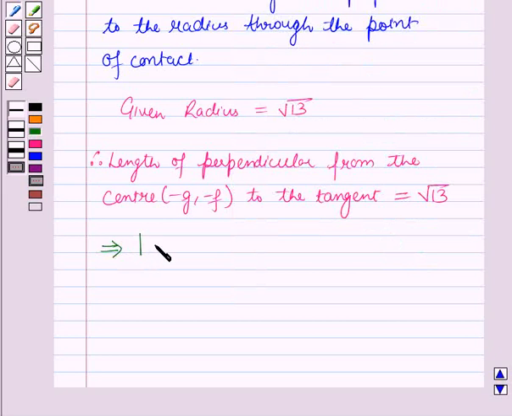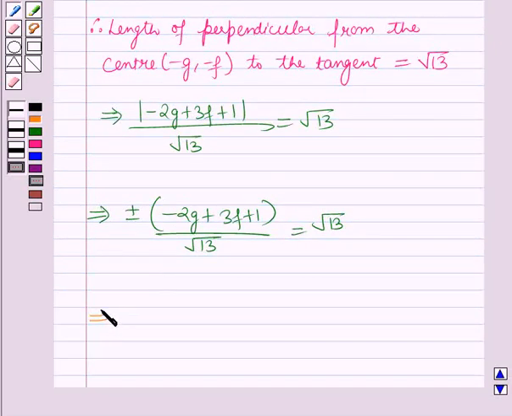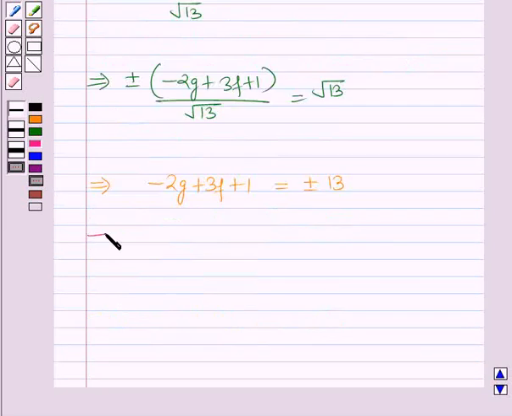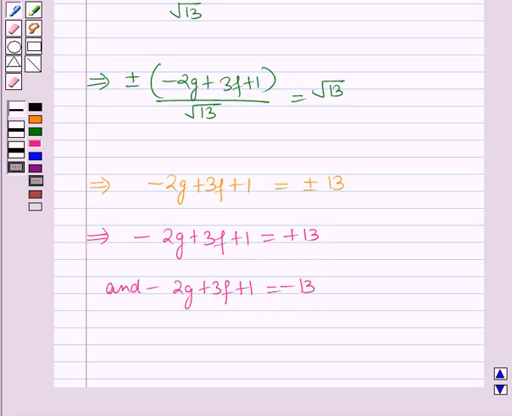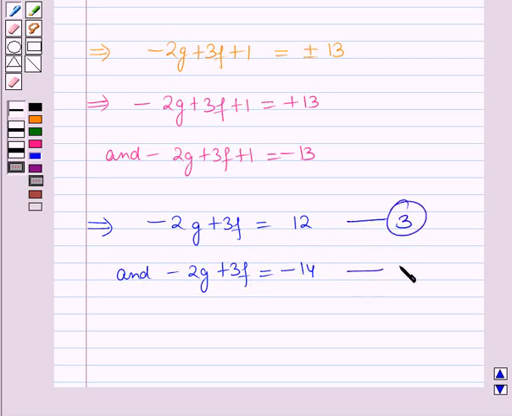So this implies mod of minus 2g plus 3f plus 1 all upon root 13 is equal to root 13, which further implies plus minus of minus 2g plus 3f plus 1 all upon root 13 is equal to root 13. On cross multiplying, minus 2g plus 3f plus 1 is equal to plus minus 13. This implies minus 2g plus 3f plus 1 is equal to plus 13 and minus 2g plus 3f plus 1 is equal to minus 13, which further implies minus 2g plus 3f is equal to 12 and minus 2g plus 3f is equal to minus 14. Let us name it as equation number 3 and this as equation number 4.